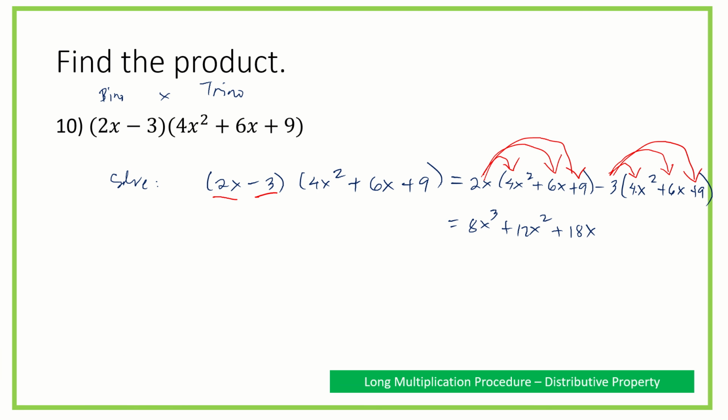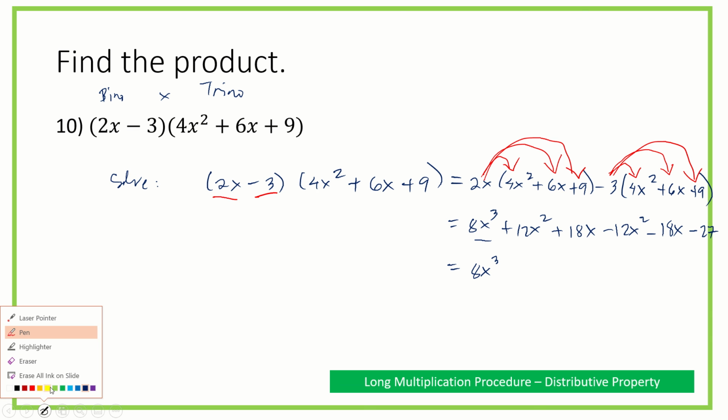So negative 3 times 4x squared is negative 12x squared. Negative 3 times 6x is negative 18x. Then negative 3 times 9 is negative 27. Then we combine the like terms. So 8x cubed doesn't have a like term.